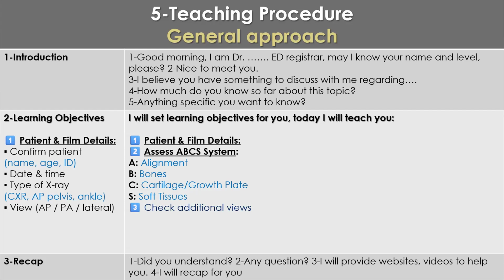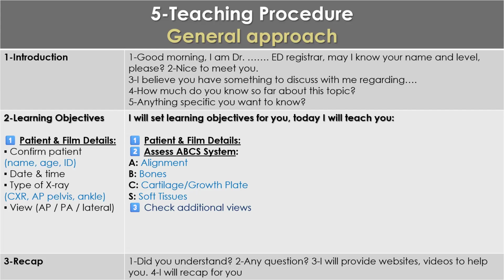Thank you. To start with, in any X-ray we should confirm the patient name, age, and ID. We will check on which date and which time the X-ray was done. And we check whether the X-ray is of the elbow, and which view, anteroposterior view or lateral view. We should confirm. This comes under accuracy. Then we will go for adequacy.